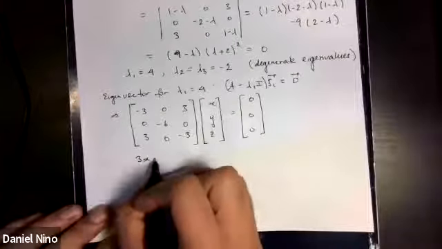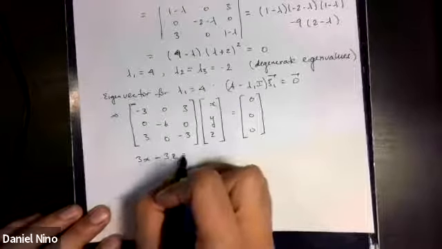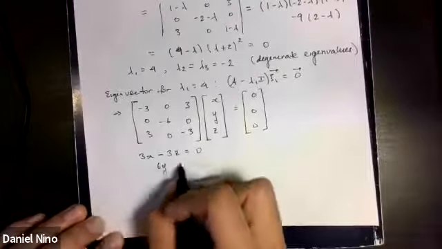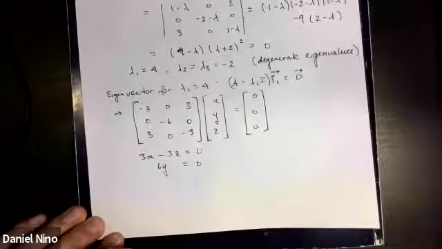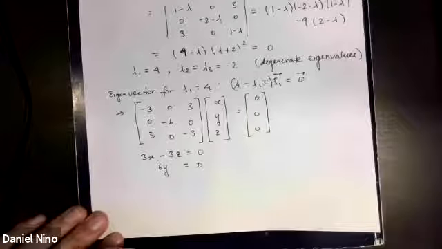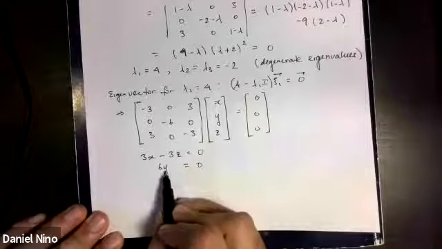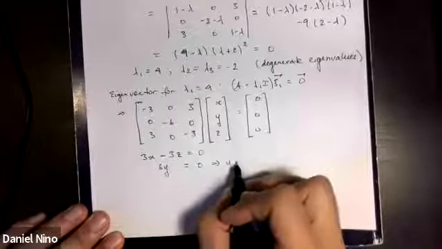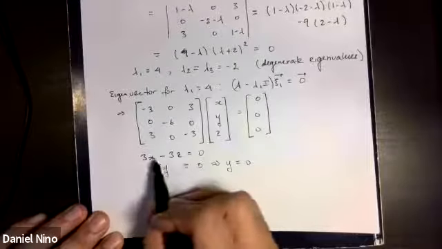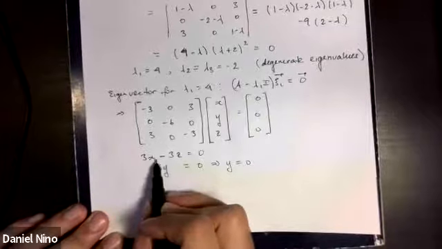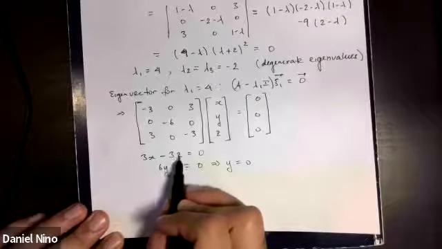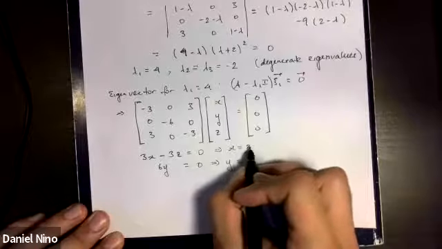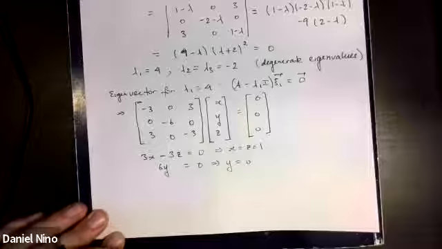The first one is 3x minus 3z has to equal 0. And the second one is 6y has to equal 0. From this equation, we know that y has to equal 0, because it's the only way to satisfy this condition. And from here, we again have the case of infinitely many solutions, but you see that when x and z are equal to 1, this condition is also satisfied. So we can say x has to equal z, and we'll set that equal to 1 for simplicity.